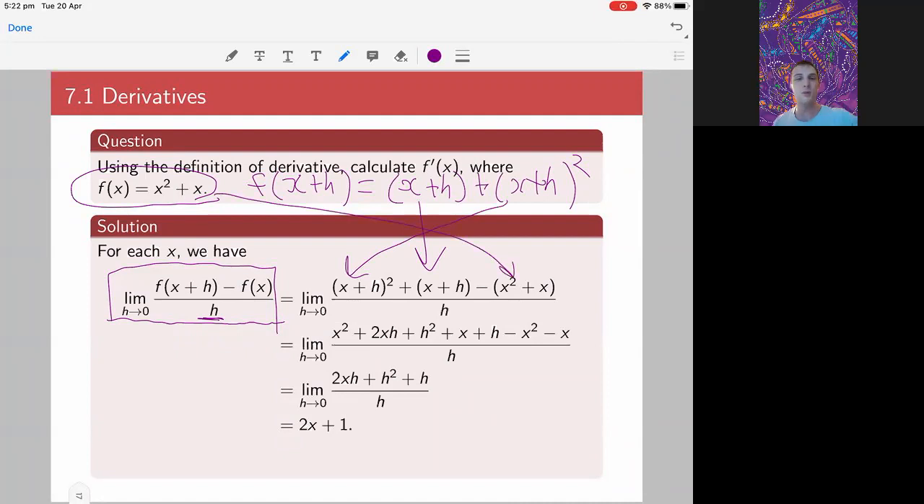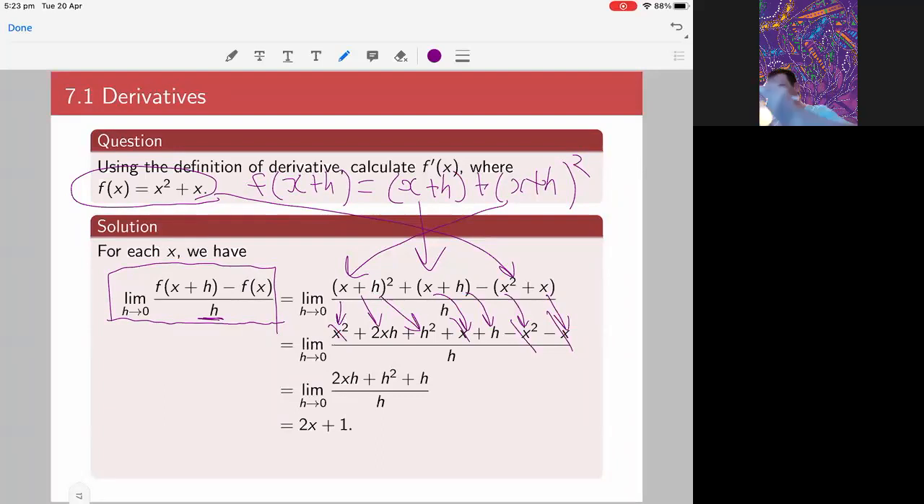Great. Well, now we're going to expand the brackets and hopefully we'll simplify. So of course, remember that x plus h squared is the same as x squared plus 2xh plus h squared. The x plus h has just gone down here, and the minus of x squared plus x becomes minus x squared minus x. What you may notice is that we get a fair amount of cancellation here. This term cancels with that one, and this term cancels with that term there. What we're left with is 2xh plus h squared plus h, divided by h, and we're trying to take the limit of that expression as h tends to 0.